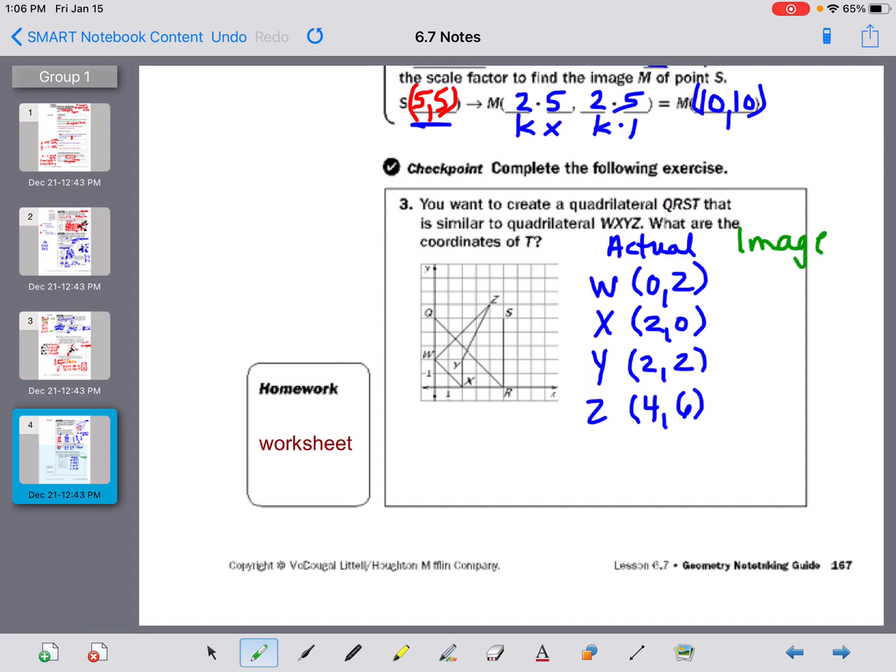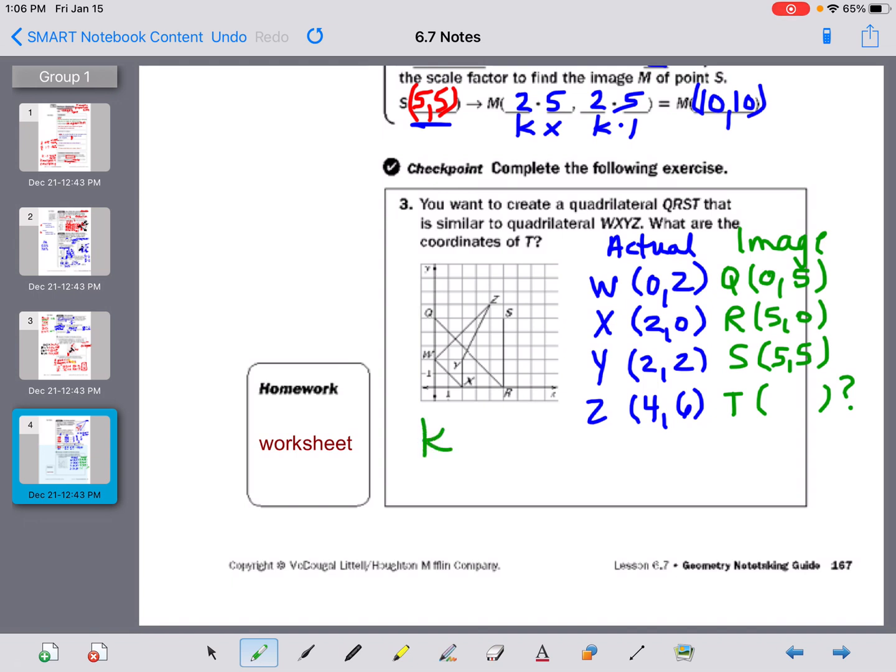And W is going to Q, right? And Q is at 0, 5. All right, X coordinates to the R. And R is at 5, 0. Y kind of goes with my S. And I get 5, 5. And I want to find T, which I don't know right now, right? Okay. So I have my image and my actuals, and I want to find the scale factor.